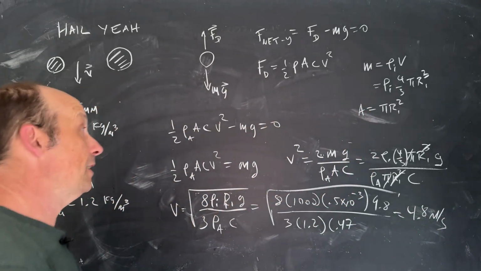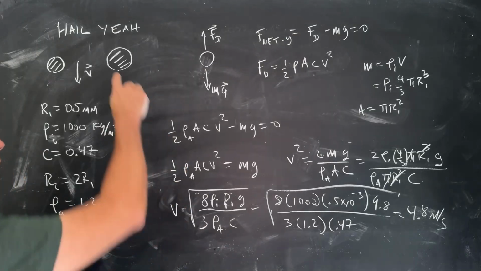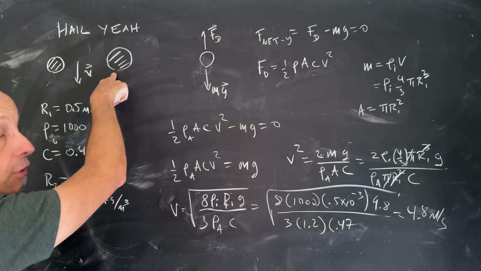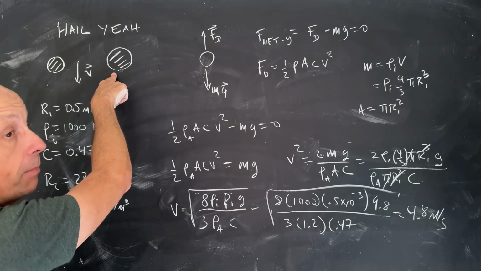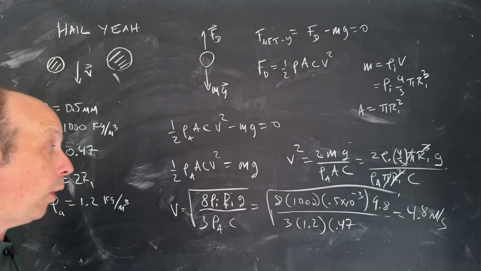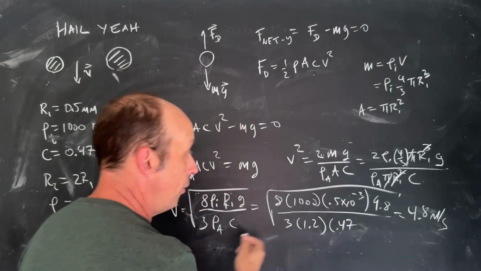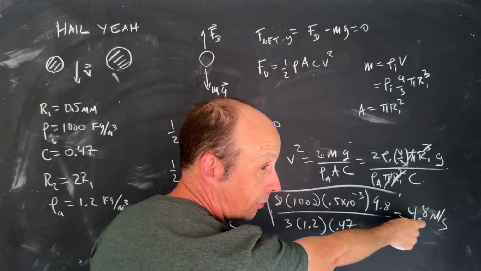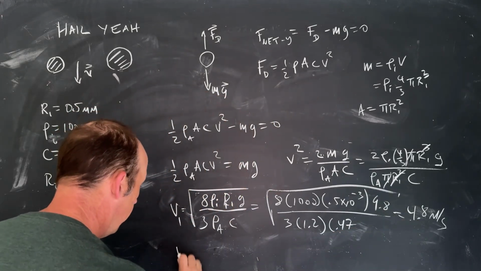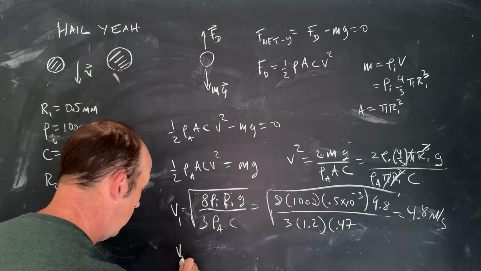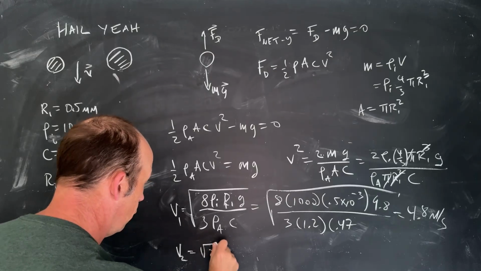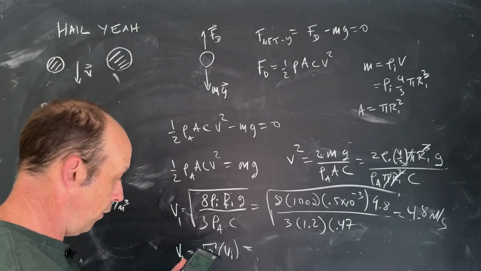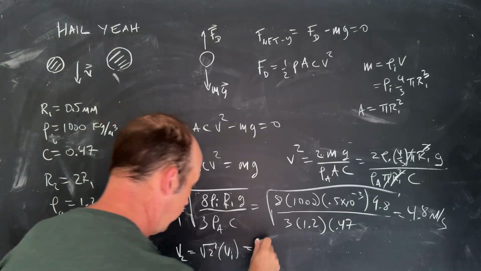Now, what happens if I double the radius? If I double the radius, the mass increases by a factor of 8, but the surface area, the cross-sectional area, increases by a factor of 4. So we could redo all this, right? But the only thing that's going to happen in here is I'm going to multiply this by 2. So V2 is going to be equal to the square root of 2 times V1. I don't have to redo the whole thing. So I'm going to take the square root of 2 times that, and I get 6.8.